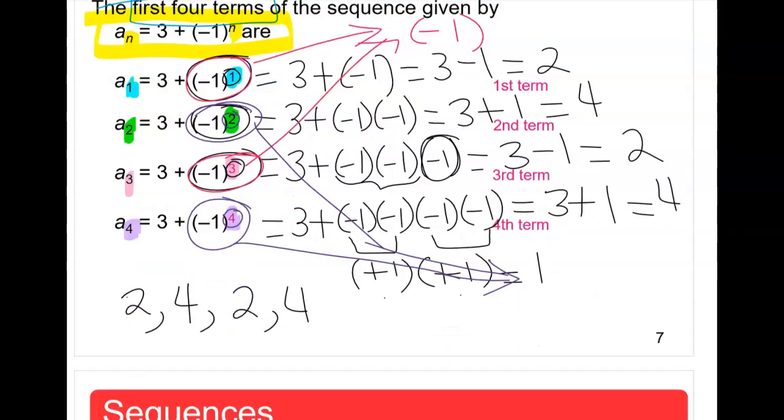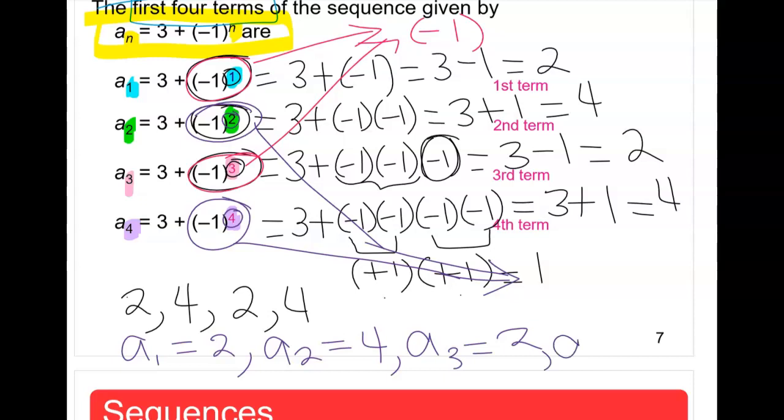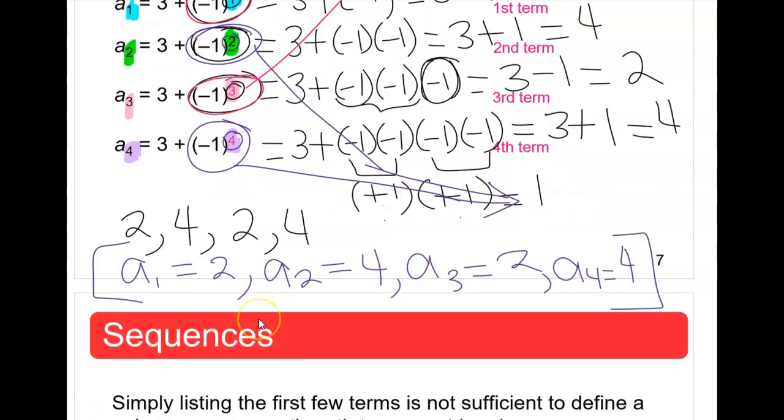You may also be asked to write your terms by using the actual symbol to denote them. So a sub 1 is equal to 2, a sub 2 is equal to 4, a sub 3 is equal to 2, and a sub 4 is equal to 4. So that would be another way they might want you to enter the answer, or maybe just the numbers separated by commas.